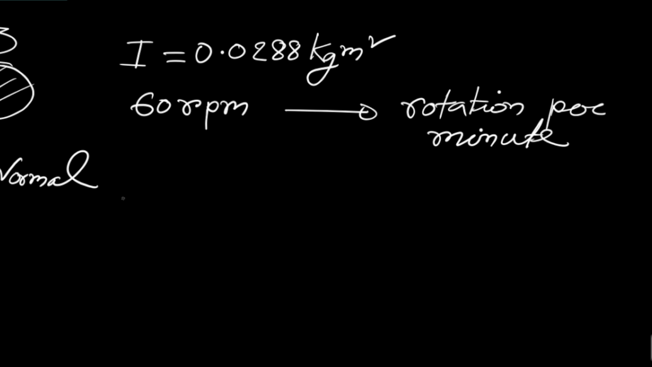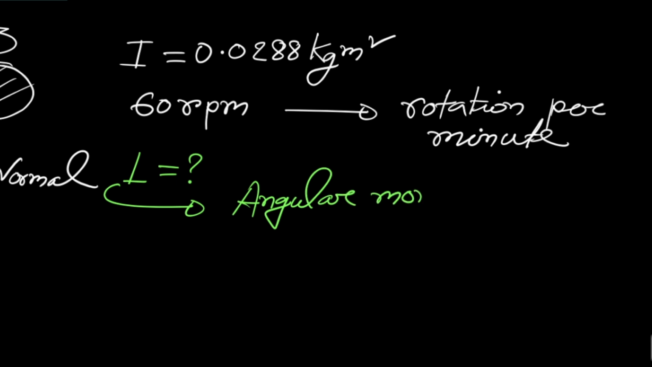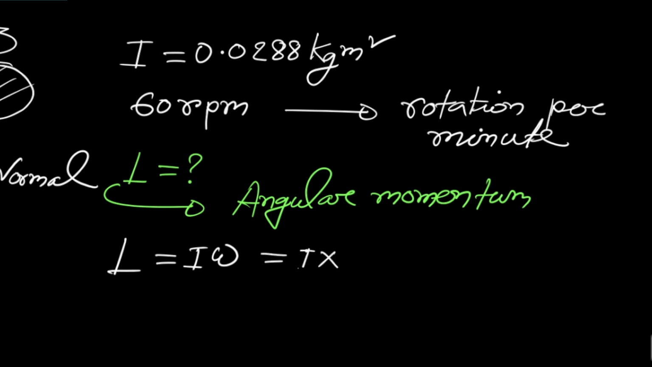We know our duty is to find the angular momentum. What will be the angular momentum? L is angular momentum. My dear students, always try to understand. Here is the equation of angular momentum. We know L is equal to I omega. As we know the value of I, we just need omega. We know omega is 2 pi n divided by t.